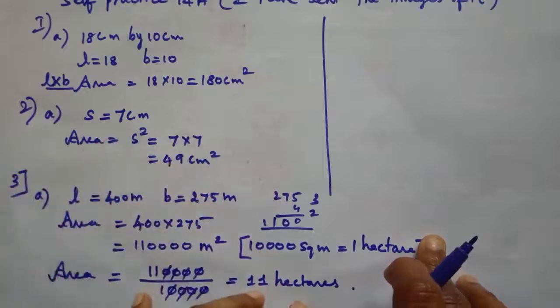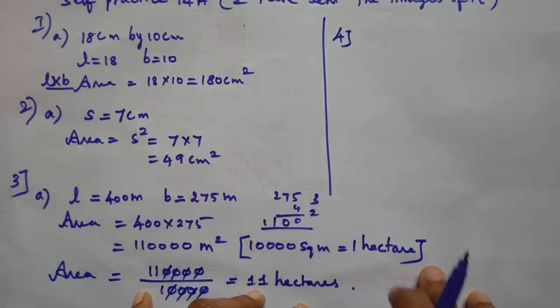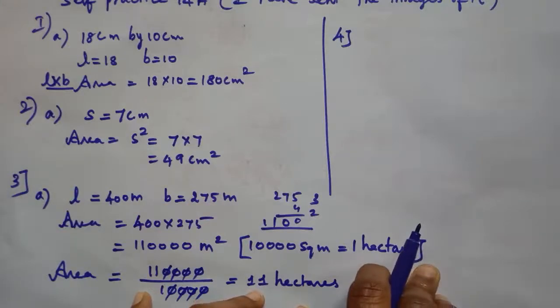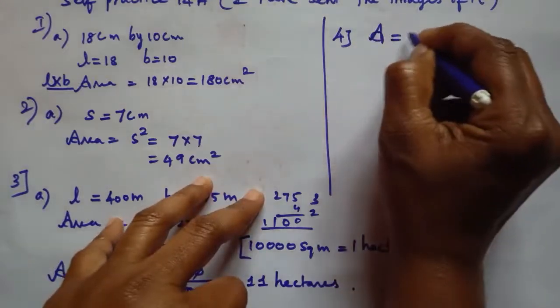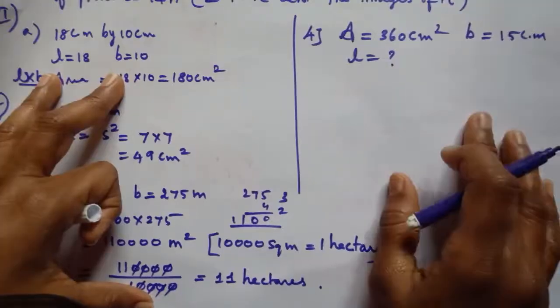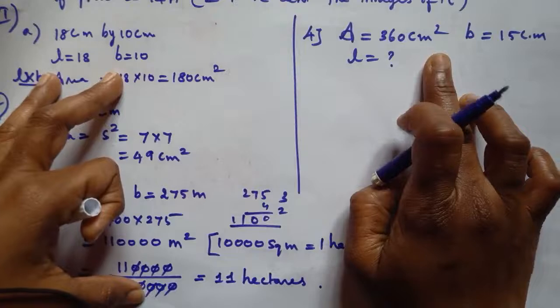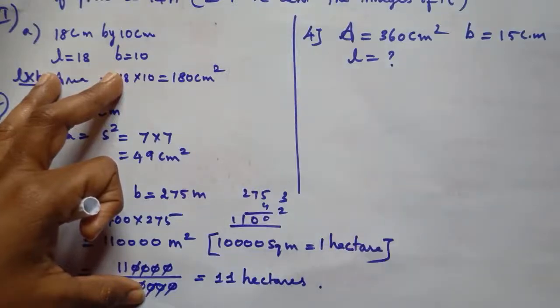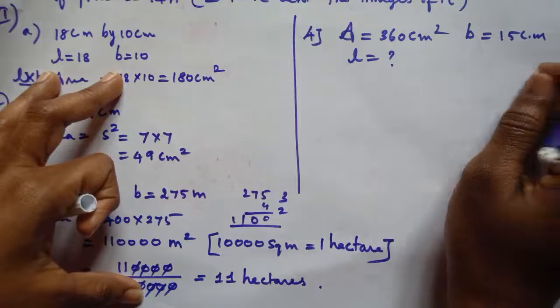Then fourth question, let's move to the fourth question. Find the length of a rectangle whose area is 360 centimeter squared and breadth is 15 centimeter. So here area is equal to 360 centimeter squared. Then breadth is equal to 15 centimeter. You have to find the length.